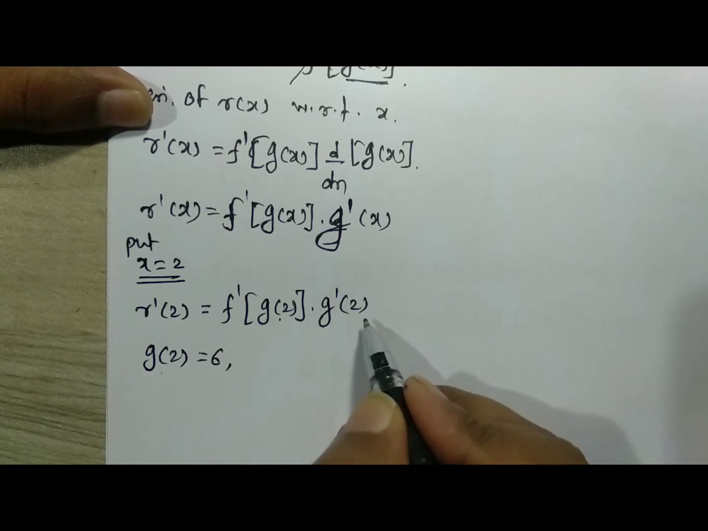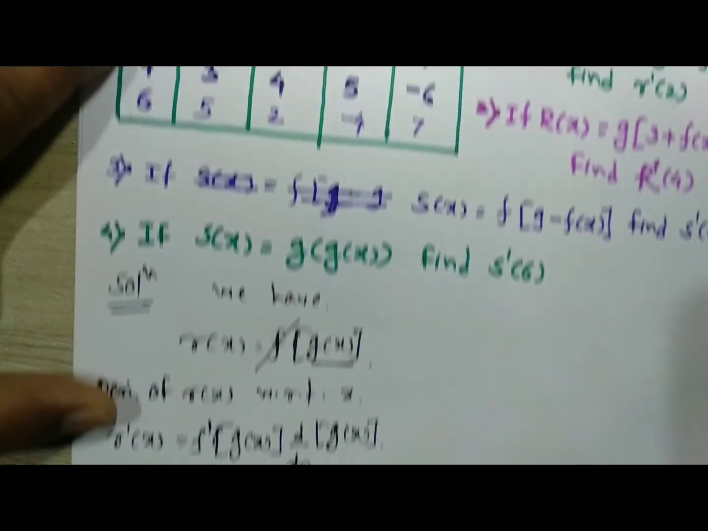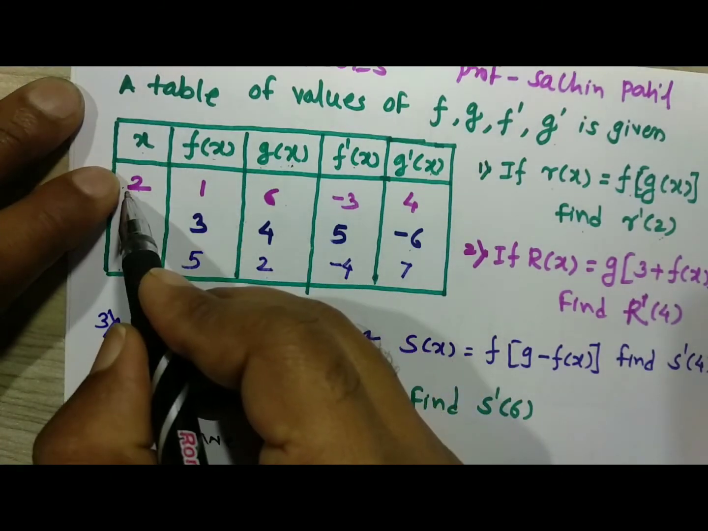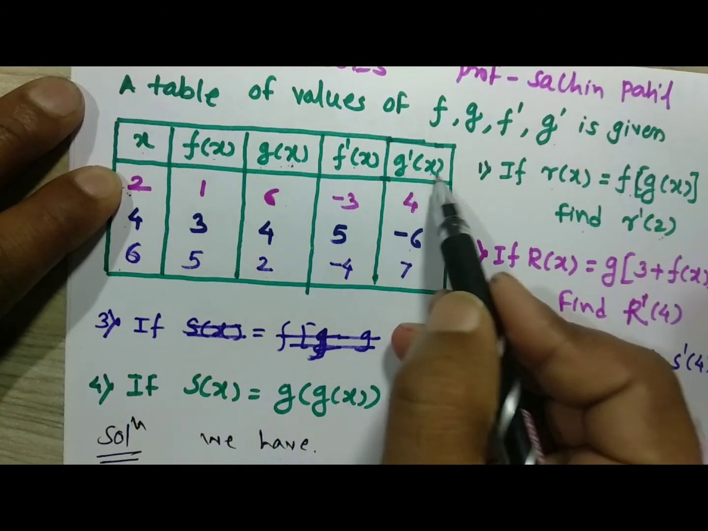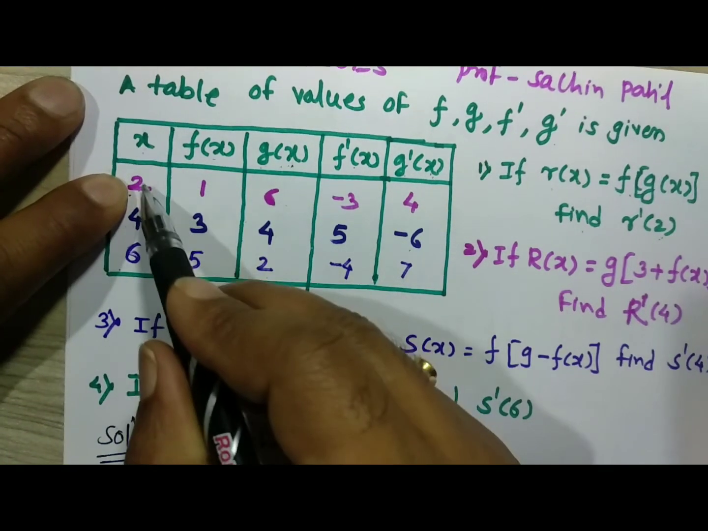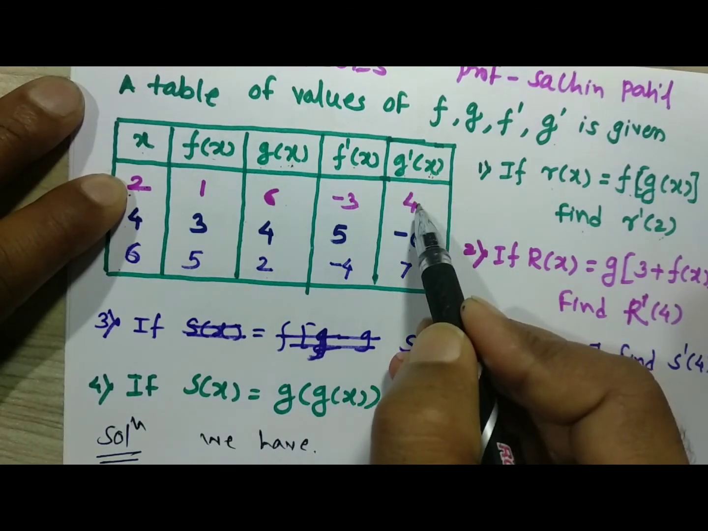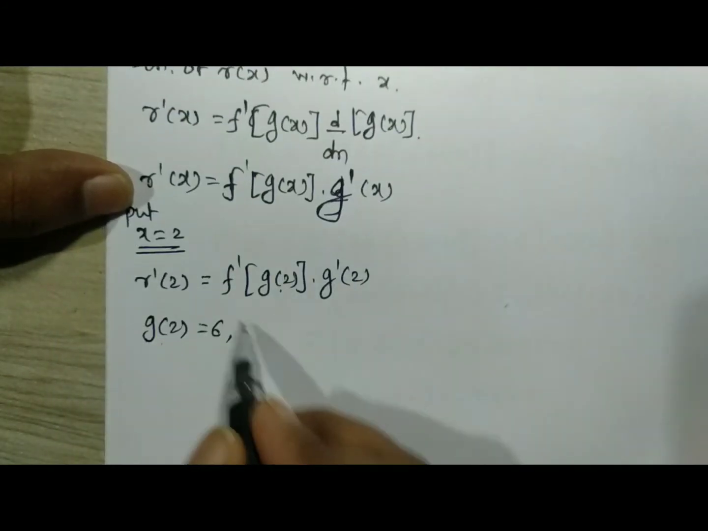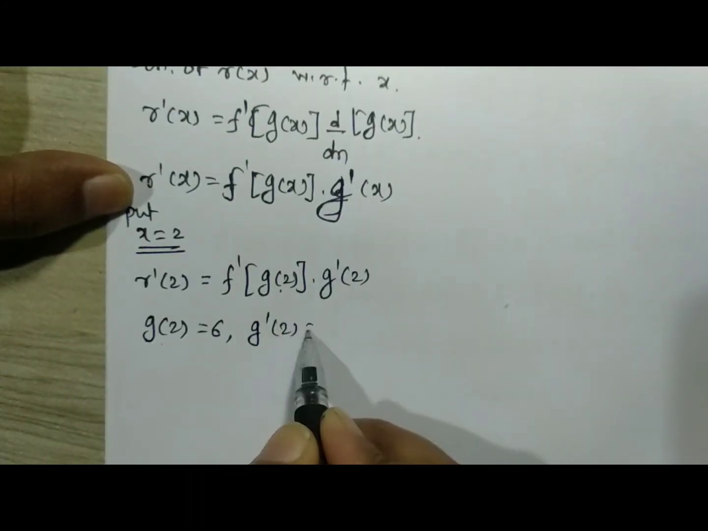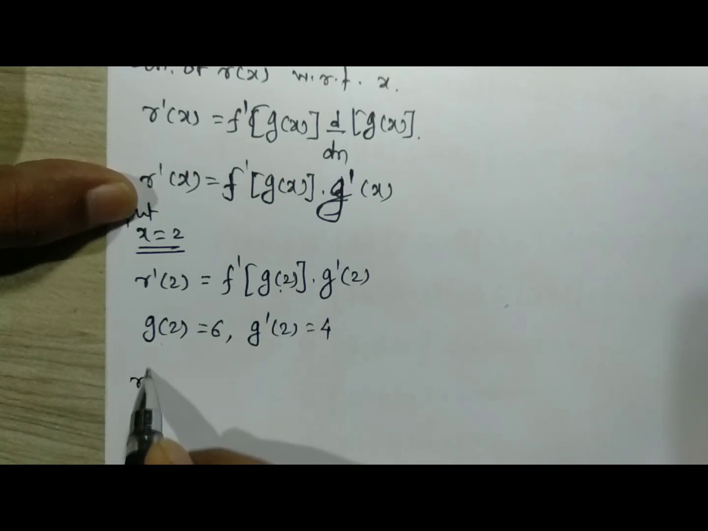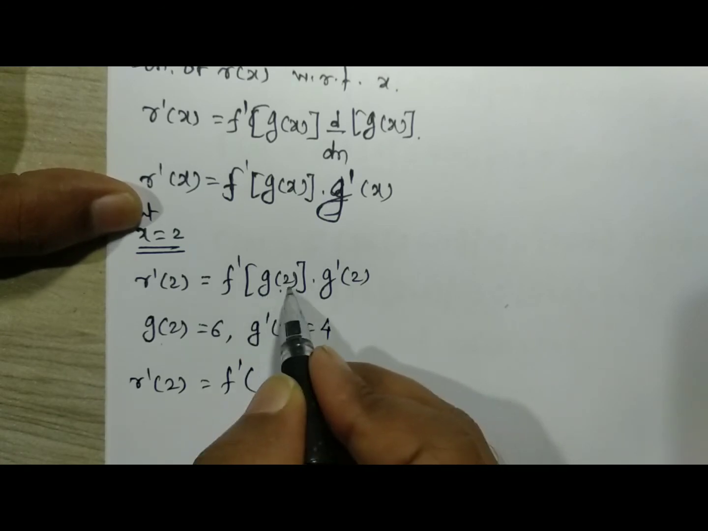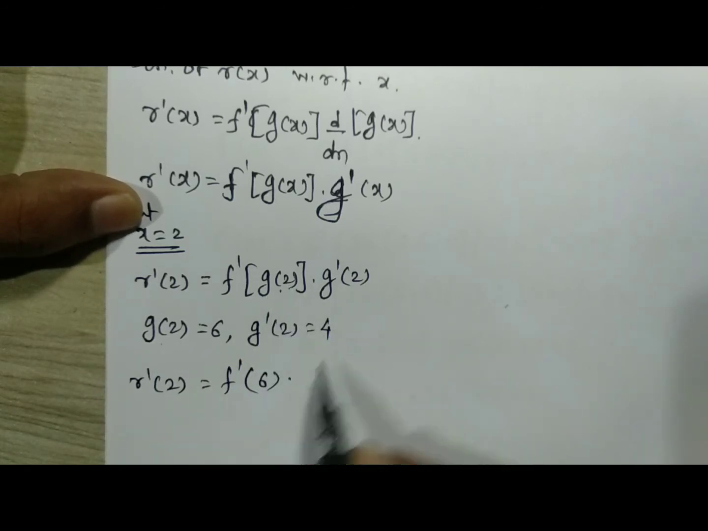Now g dash 2. For g dash 2, we put the value x is equal to 2 and once again move inside the table. For x is equal to 2, g dash x is equal to 4. That means when we put x is equal to 2 inside this derivative, g dash 2 is equal to 4. Putting those values, you will get r dash 2 is equal to f dash of g of 2 equal to 6, into g dash 2 equal to 4.